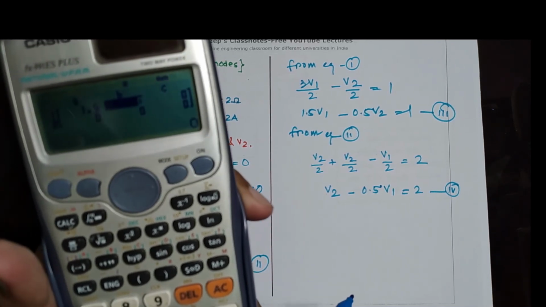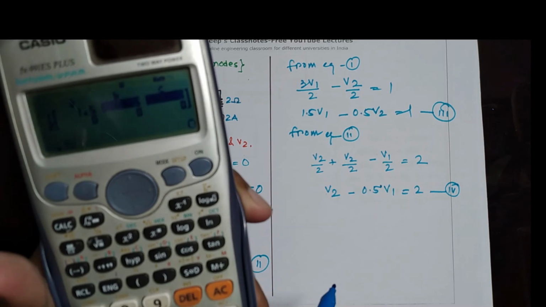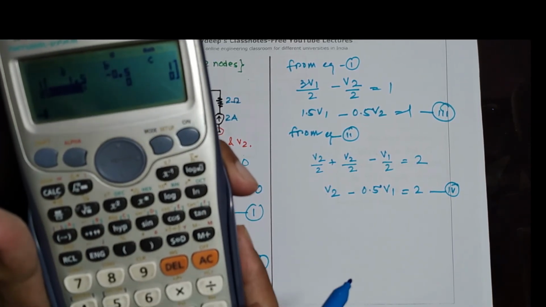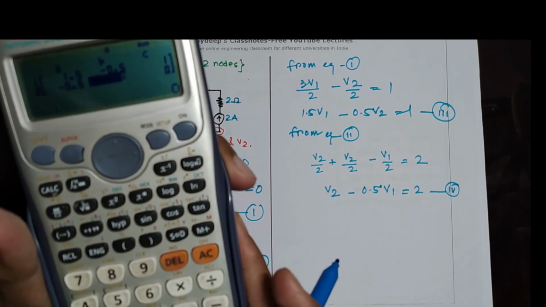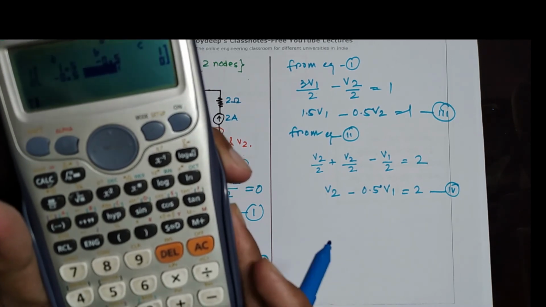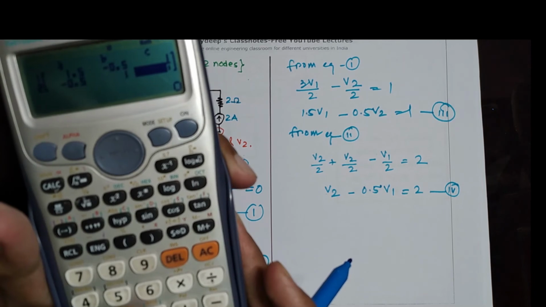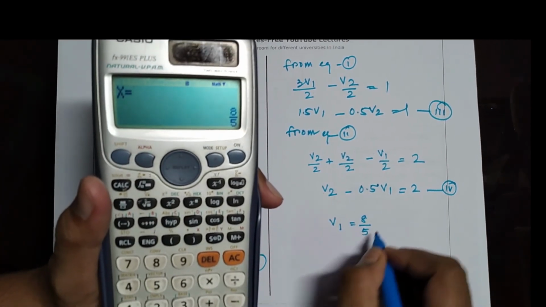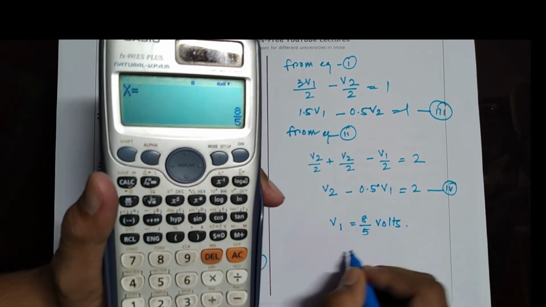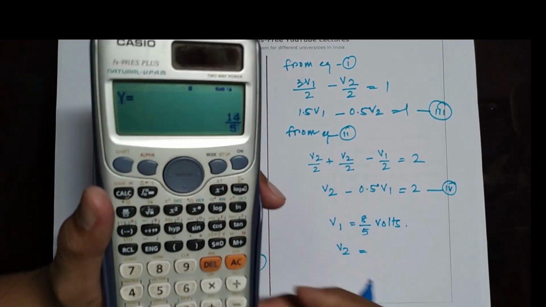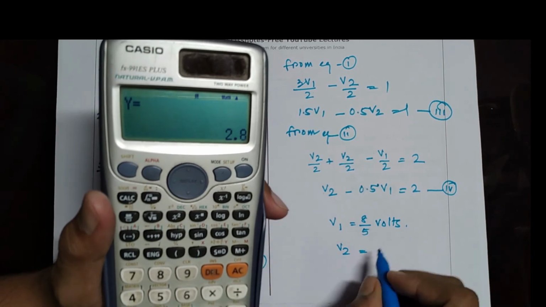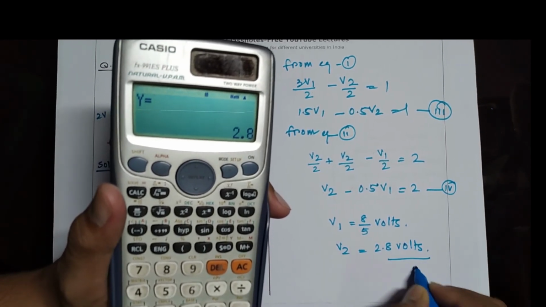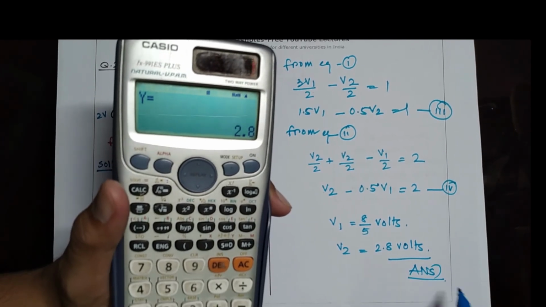1.5, minus 0.5, and 1; minus 0.5, 1, and here 2. V1 is 8 by 5 volts, V2 is 2.8 volts. Hope you understand that.